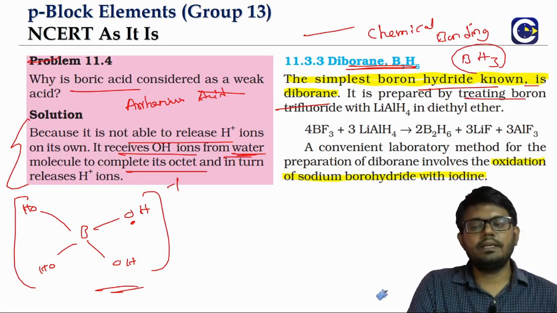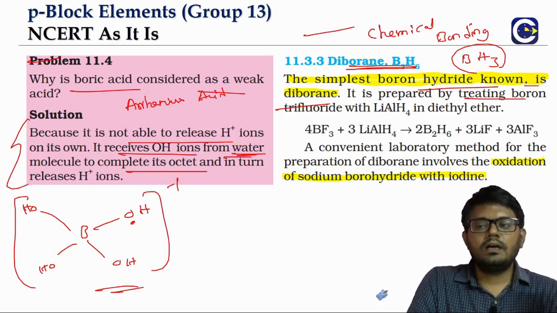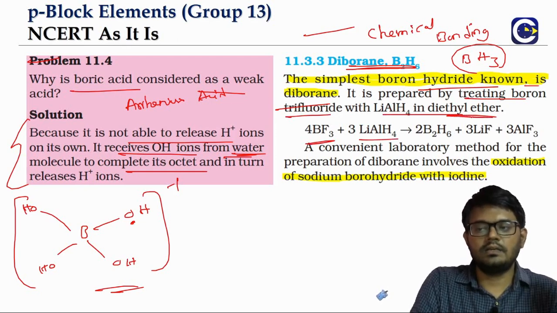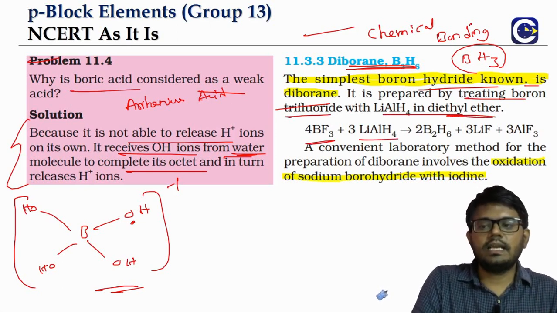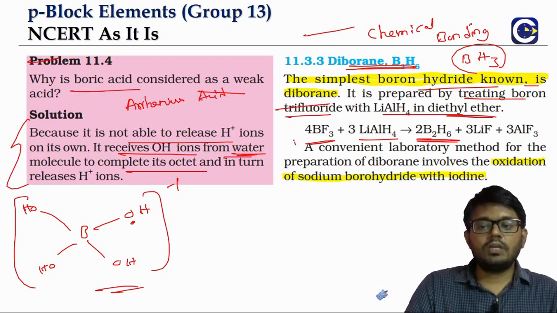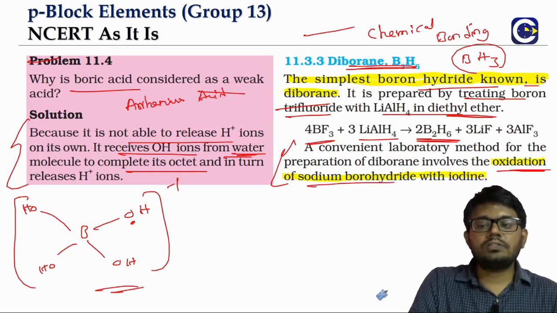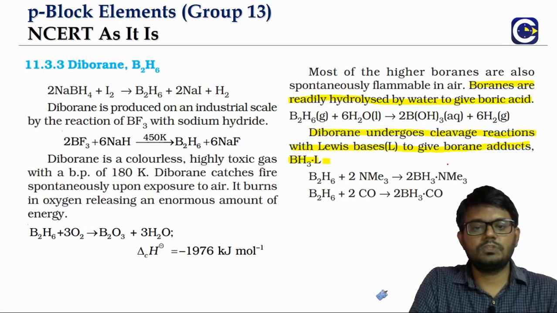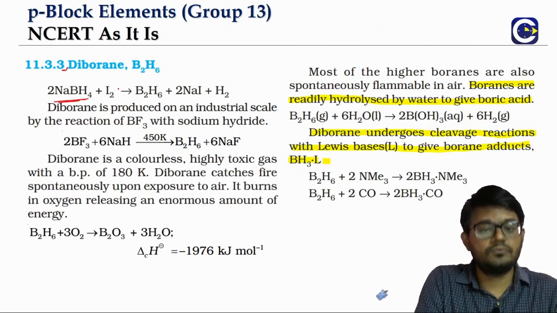How do we prepare it? It is prepared by the reaction between boron trifluoride, BF3, with lithium aluminum hydride in dry ether or diethyl ether. The reaction gives us diborane, B2H6, and we can also prepare this in the laboratory by the oxidation of sodium borohydride with iodine. So we have sodium borohydride, NaBH4.